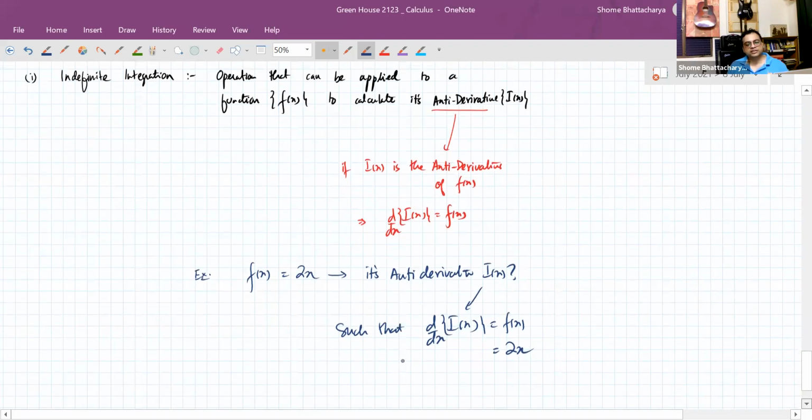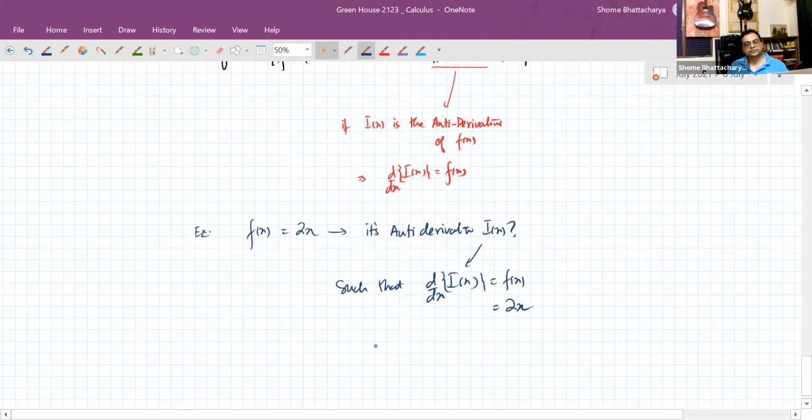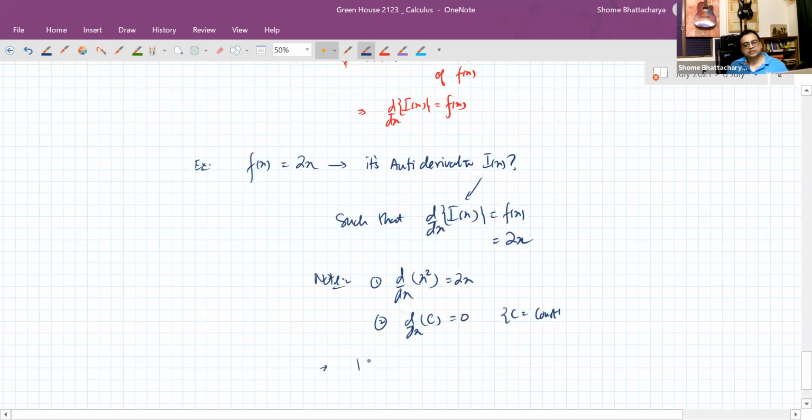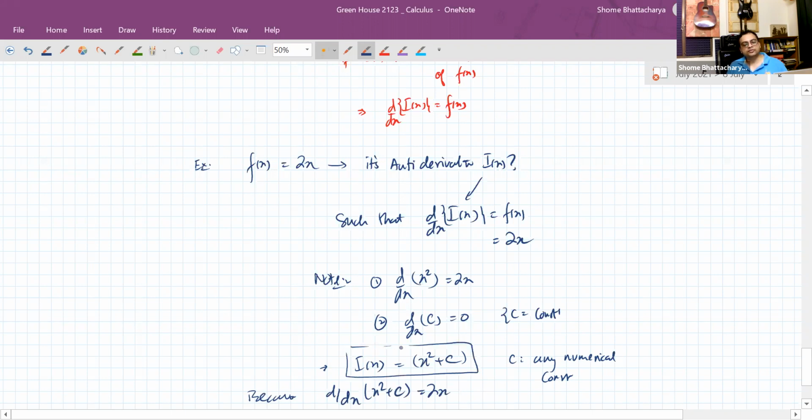So that's how we'll understand two things. One is that we know that differentiation of x square is 2x. And second, we know differentiation of any constant c is 0. Putting both these points together, we understand that the antiderivative is not just x square, it is x square plus any constant, where c could be any real number. Because if we differentiate x square plus c, we'll get 2x. So this I(x) is the antiderivative of 2x.